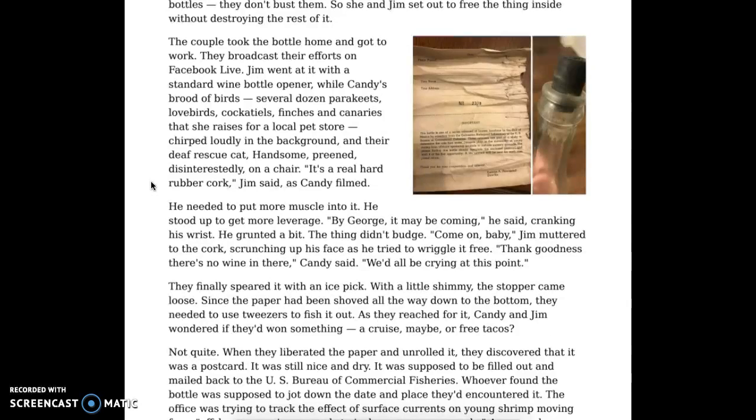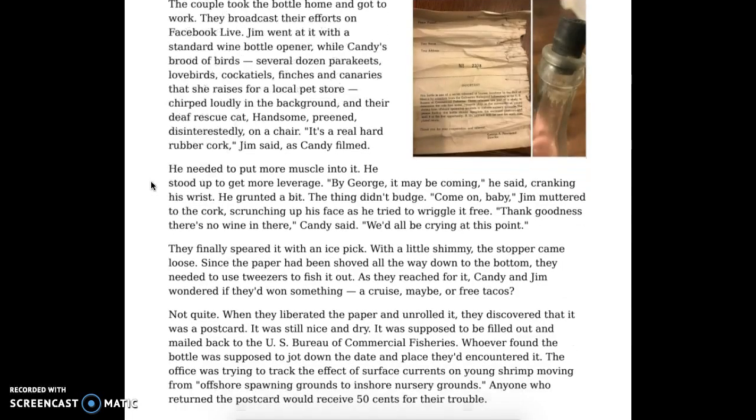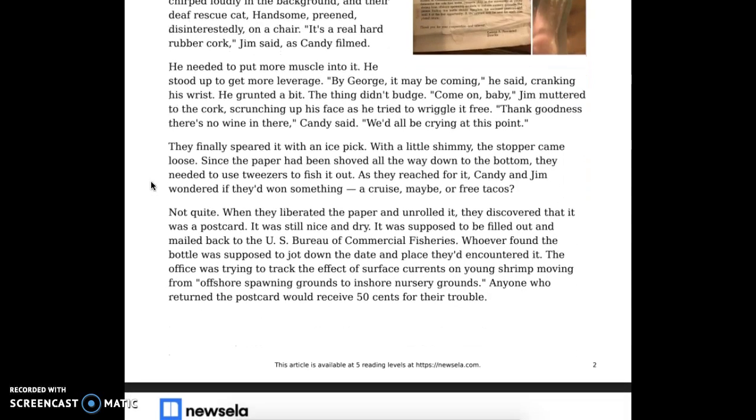It's a real hard rubber cork, Jim said, as Candy filmed. He needed to put more muscle into it. He stood up to get more leverage. By George, it may be coming, he said, cranking his wrist. He grunted a bit. The thing didn't budge. Come on, baby, Jim muttered to the cork, scrunching up his face as he tried to wriggle it free. Thank goodness there's no wine in there. We'd all be crying at this point.